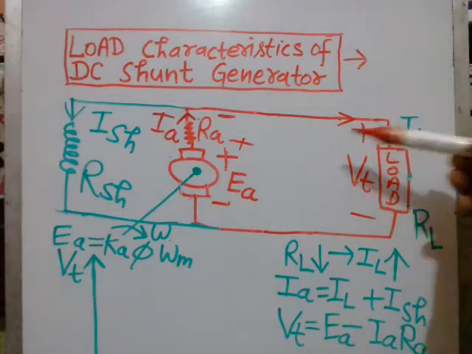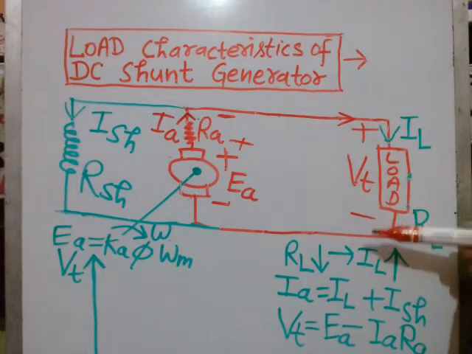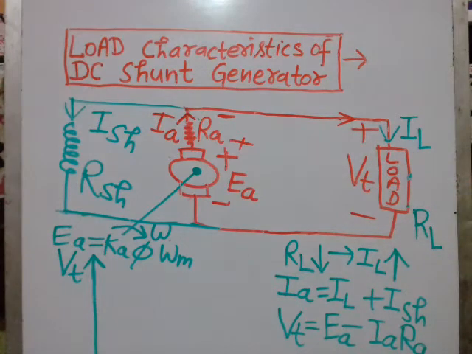So this Vt is the voltage across the load terminals. Load on the DC generator is electrical. IL is the load current, RL is the load resistance.